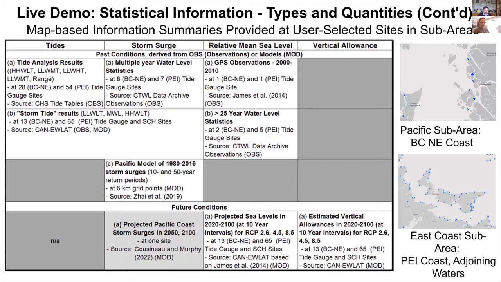4.5, and 8.5. We have also integrated information from other systems that are available, such as the Canadian Extreme Water Tool and the Canadian Coastal Risk Assessment System, as well as many other data sources as they become available. We also have the ability to integrate and add additional data sources as they become available in the future.